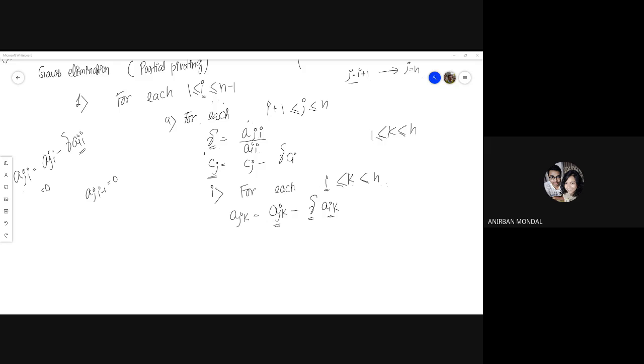Yes, sir. AJI equals AJI minus gamma AII equals 0. The problem is, I didn't quite understand why. Okay, the thing is, look at the value of gamma, AJI divided by AII, that is how you define gamma. And that is not changing in the k loop. The value of gamma is not changing in the k loop. So even when k equals I, you are modifying the AJI, which now becomes the earlier value of AJI minus gamma times AII.